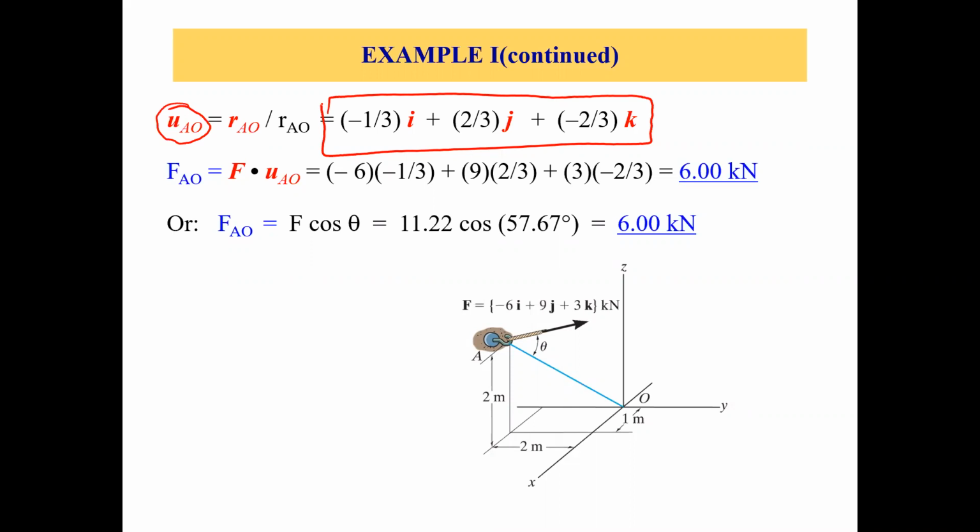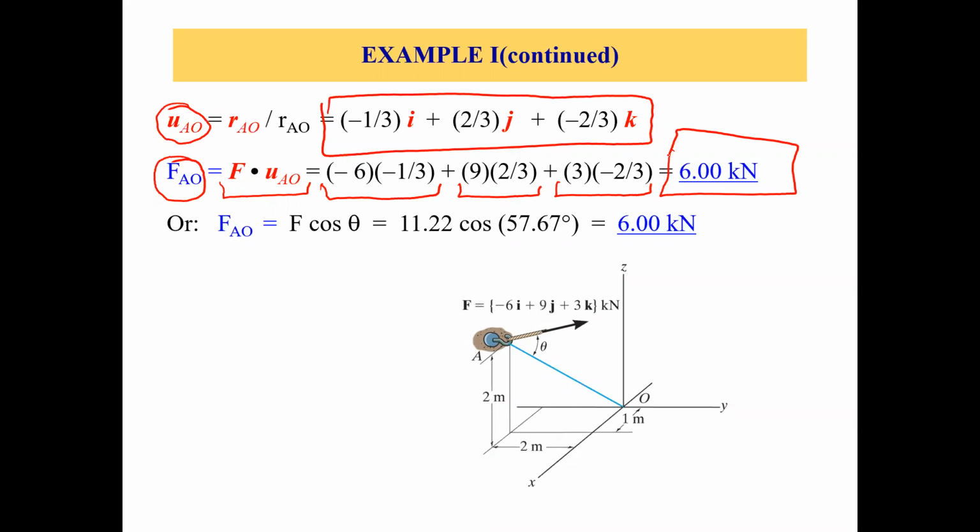Okay, now we can find FAO, right? So let's find FAO, which equals the force vector F dot product with UAO. So we'll take a dot product. Again, it will be Fx times UAOx plus Fy times UAOy plus Fz times UAOz. So negative 6 times negative 1 by 3 plus 9 times 2 by 3 plus 3 times negative 2 by 3. So we'll get 6 kilonewtons as your FAO.